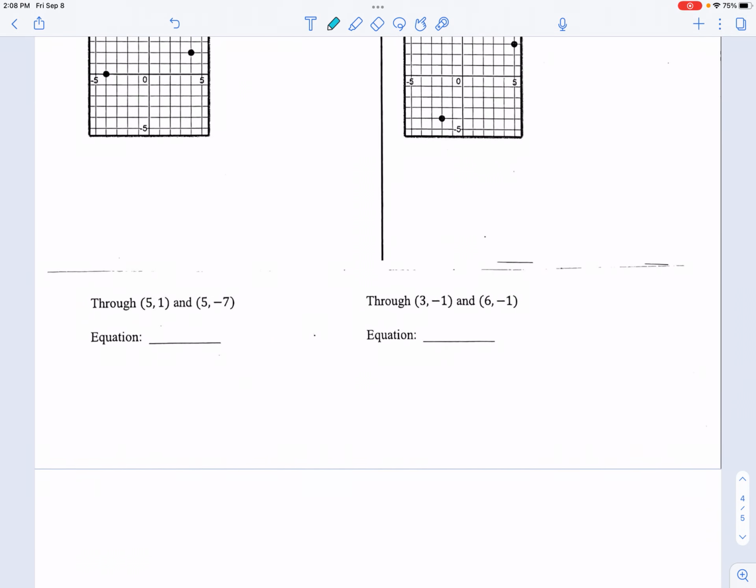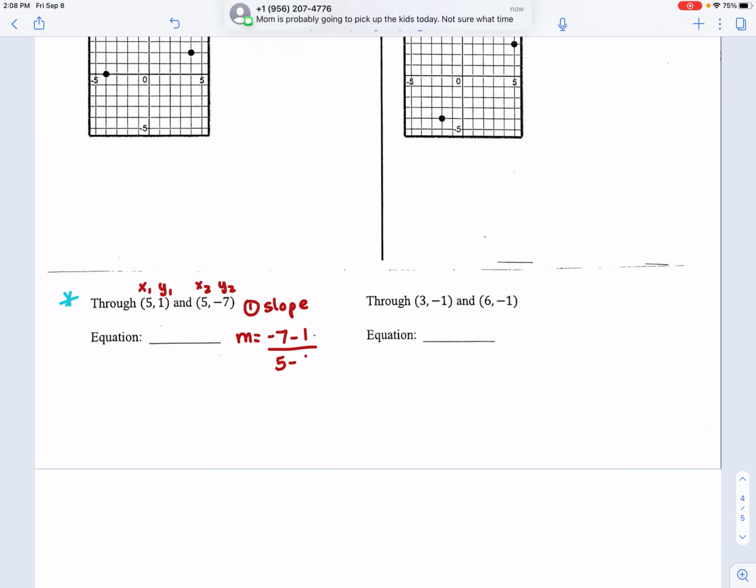Last one we're going to look at, let's look at this one here. We're looking for an equation that goes through 5, 1 and 5, -7. And we're looking for the equation. So I'm going to label first x1, y1, x2, y2. Our first step, like always, is identify the slope because we don't have one yet. So our slope is y2 minus y1 over x2 minus x1. When we solve, we get -8 over 0. Uh-oh. We can't divide by 0. Therefore, this is an undefined slope.